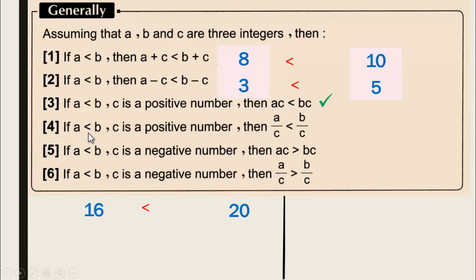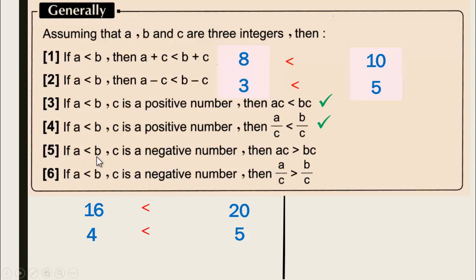If a is less than b, c is a positive number, then a divided by c is less than b divided by c. I have here 8 less than 10. If I made 8 divided by 2 and 10 divided by 2, then I will have the answer of 4 and 5. And yes, 4 is less than 5. Here comes the tricky part in the inequality, and it's about multiplying or dividing by a negative number.